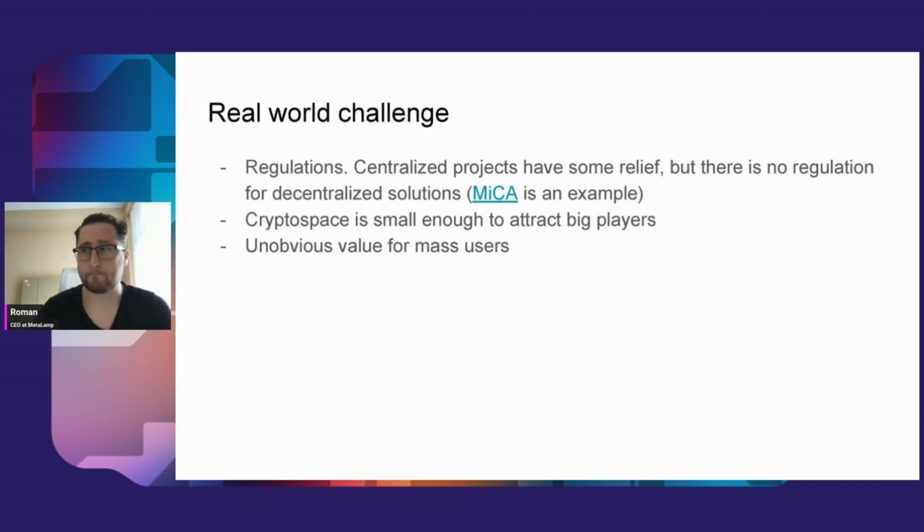Another point is that there is no obvious value for mass users. Maybe you had this question when I described previous slides: why do people need it? This is an interesting question, because if you ask a regular user, do you want to use tokenized RWA? They will tell you, I don't know, why should I do that? I could buy gold, silver, or real estate without any blockchain solutions, without any NFTs and so on. And they would be right. Right now, it looks like tokenized RWA is interesting only for crypto users, because they need some conservative strategies, and this could be a new opportunity for them. But right now, there is no obvious value for mass users.